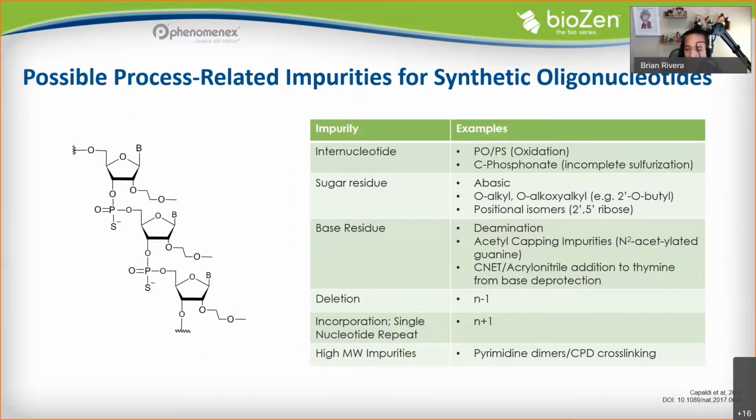And really, if you want a more comprehensive overview, there's a white paper by Daniel Capaldi and colleagues. So Daniel Capaldi out of Ionis really just put together a very extensive overview and suggested identification thresholds, etc. So I'm sure many of you have seen this white paper, but definitely something to refer to as you venture into the world of analytical methods development for oligos.